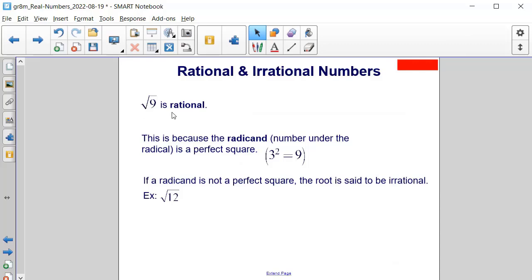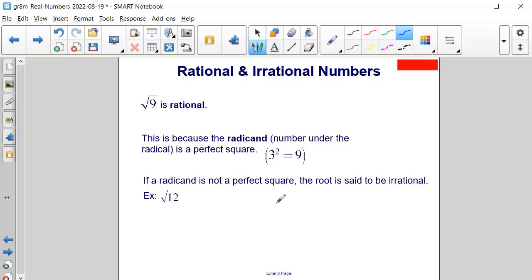Now the square root of 9, that's considered rational. And that's because the radicand, or the number that's under the radical, 9, in this example, is a perfect square, because 3 squared is equal to 9. Now, if the radicand is not a perfect square, then the root is said to be irrational. For example, the square root of 12.